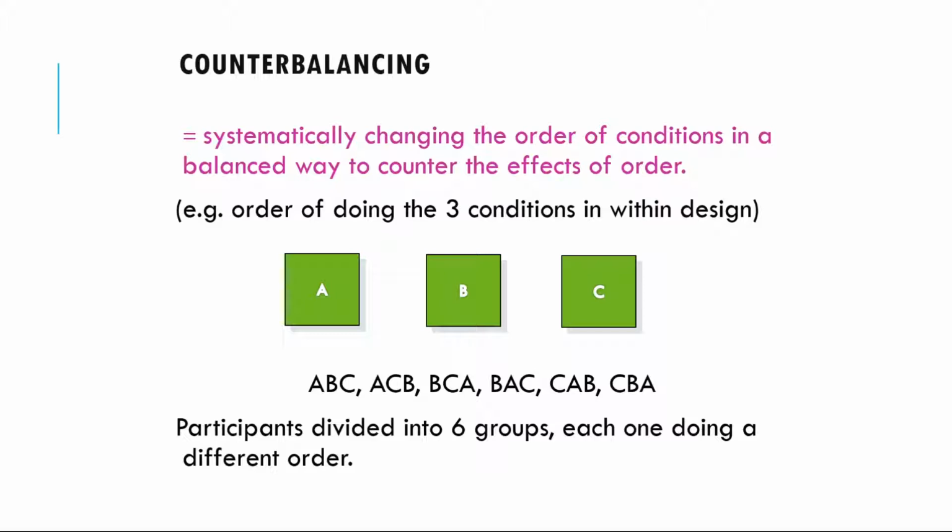With 3 conditions, there would be 6 different orders: ABC, ACB, BAC, BCA, CAB, and CBA. So some participants would be tested in each of the 6 orders. With 4 conditions, there would be 24 different orders. With 5 conditions, there would be 120 possible orders.